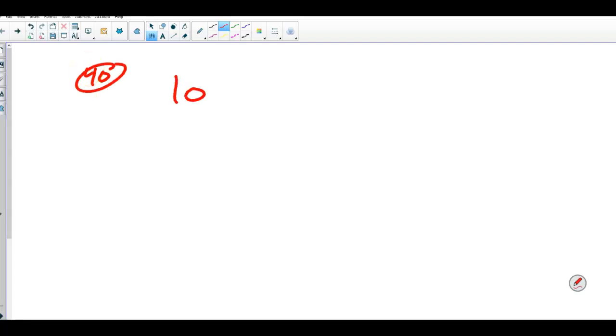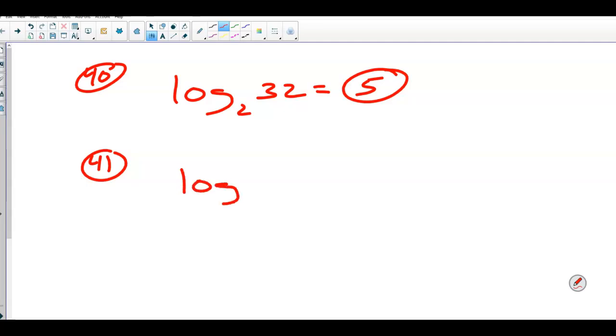For number 40, when we have something like log base 2 of 32, remember, what is that? That means 2 raised to what gives me 32? That's what a log is saying. We should know that 2 raised to the 5th power is the answer.